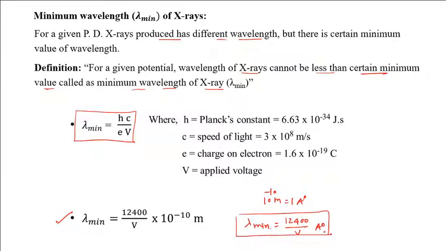So this is the equation for minimum wavelength of X-rays. From this equation we can determine the minimum wavelength of X-rays. So it depends on the potential difference applied between cathode and anode.